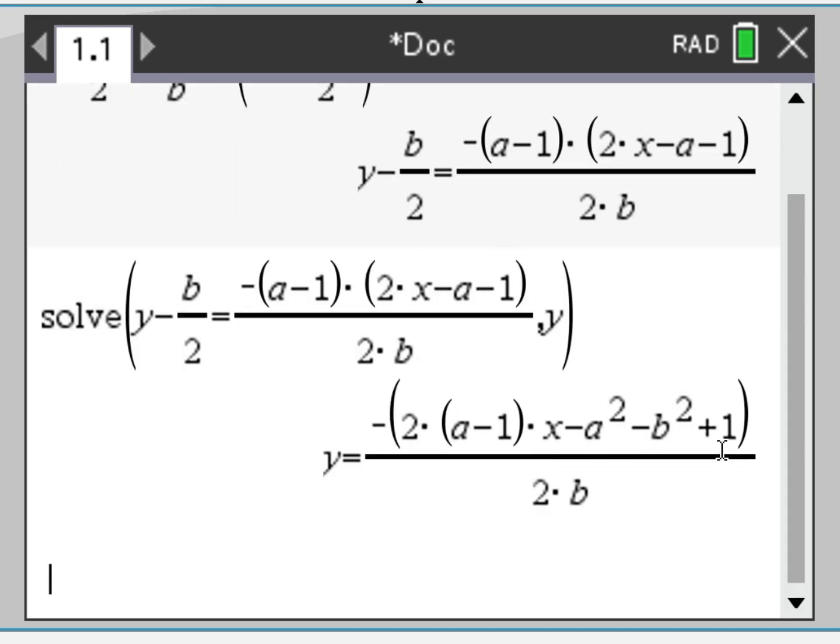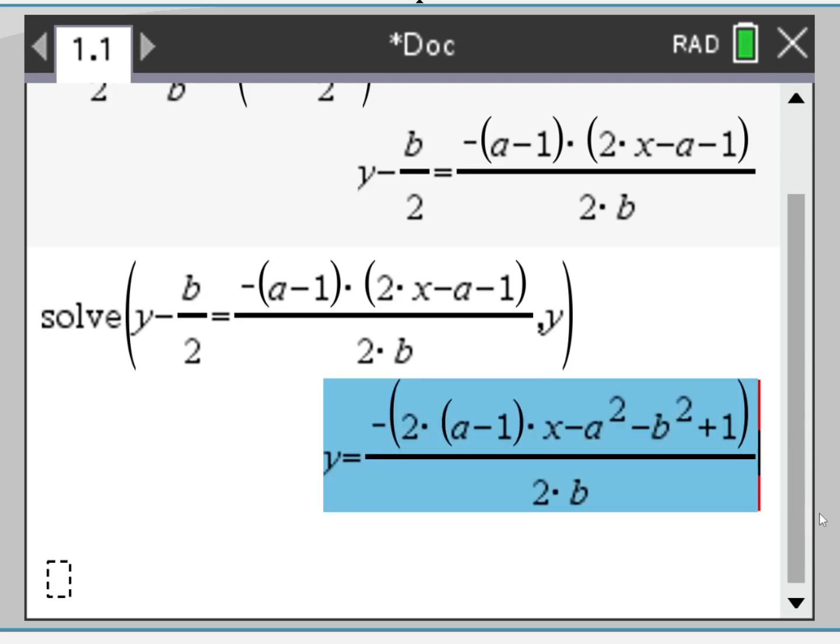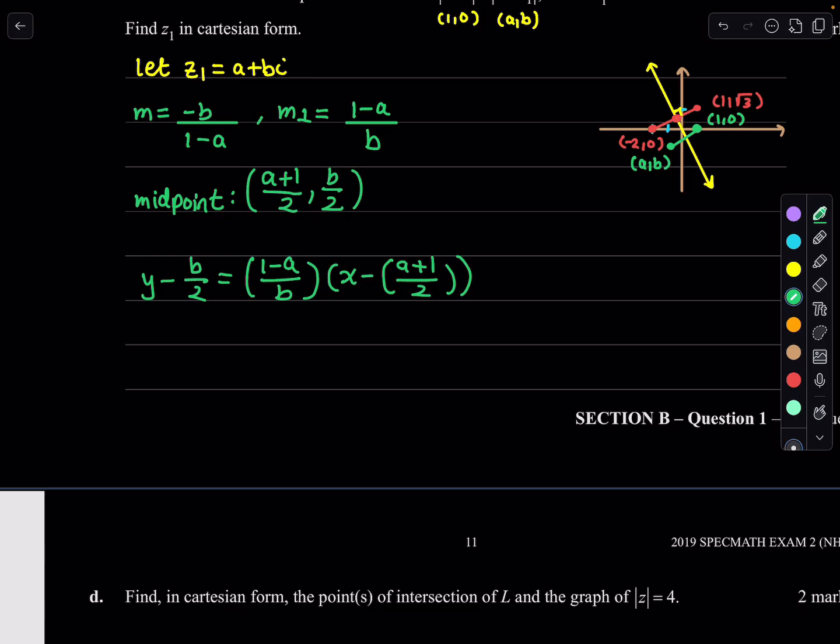And this is what I actually get. So let's just write this down. Y equals, I'm just going to expand it in my head. So it'll be negative 2a minus 1 x plus a squared plus b squared minus 1 all over 2b. Done. So this is my equation.